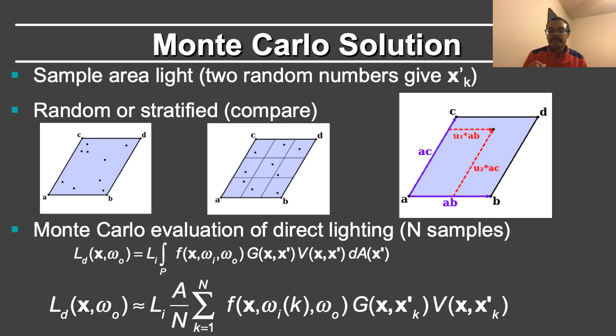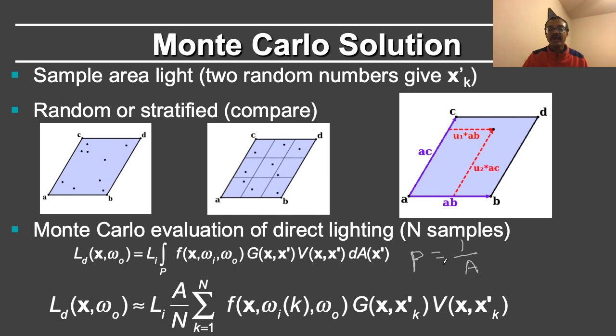Once you have picked points on the light source, you simply need to do Monte Carlo evaluation of direct lighting. I have written down the integral that we are solving again. You will notice that we are using Monte Carlo to estimate this area dA, but we have equal probability of sampling any point on the light source. So the probability which is important in Monte Carlo is simply equal to 1 over A.